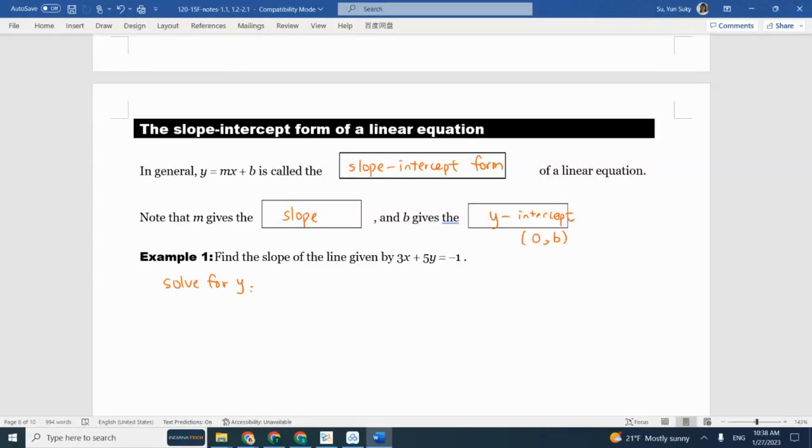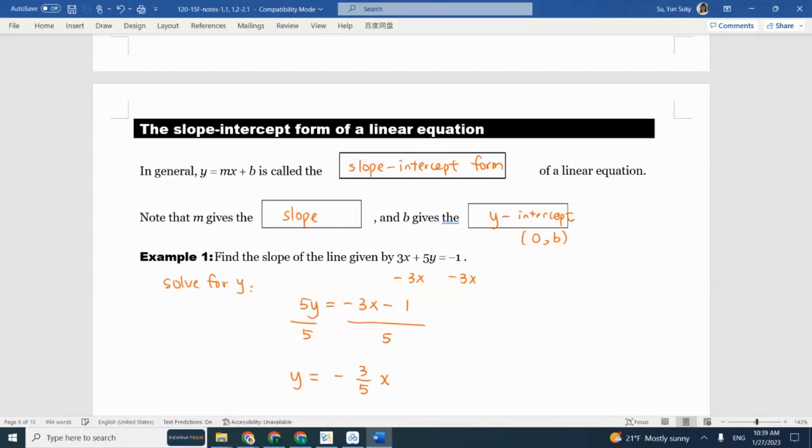Subtract 3x on both sides, right? So subtract 3x. What do we get? Yeah, very good. And then next, what do we do? Divide by 5 on both sides. So we divide by 5 and divide by 5. What's on your left-hand side? y. What's on your right-hand side? Okay, split them. So what is this term? Yeah, negative 3x over 5.